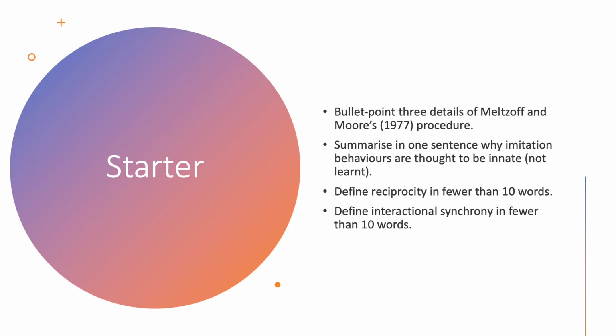Summarise in one sentence why imitation behaviours are thought to be innate. You could have said how Meltzoff and Moore found evidence of imitation in babies as young as 3 days old. So they didn't really have time to learn by the time they're 3 days old. So Meltzoff and Moore concluded that that behaviour must be innate.